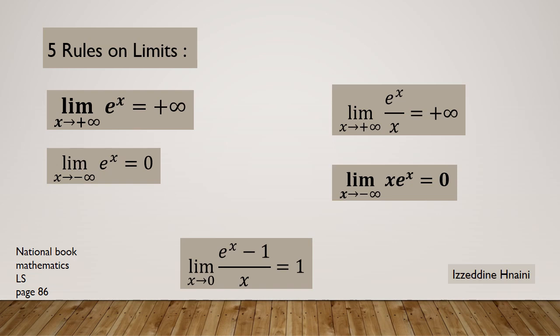The first two rules can be seen directly from the first video. I want to prove the other 3 rules. Limit as x tends to plus infinity of e^x over x equals plus infinity.